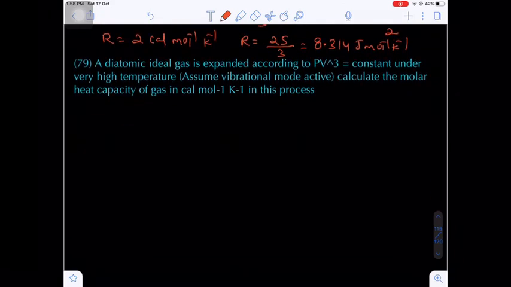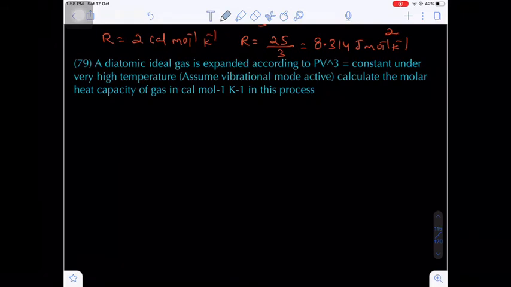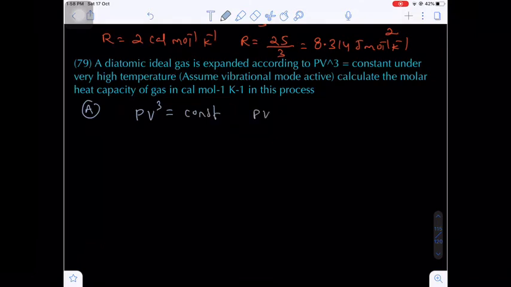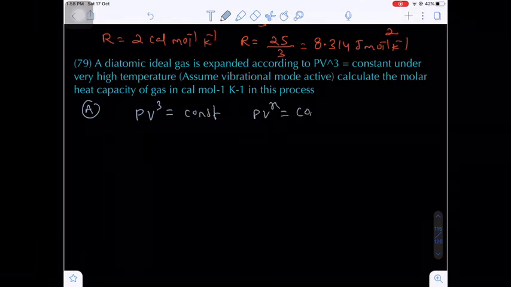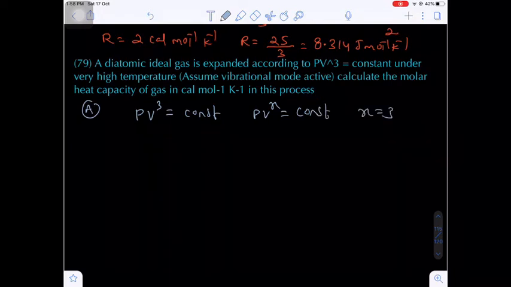Okay. Next question, that is question number 79. In question number 79, a diatomic ideal gas is expanded according to the equation. What is the equation given here? P into V to the power 3 equal to constant. With the help of the general expression PV to the power x equal to constant, if you compare, what will be the exponent value? That will be 3.